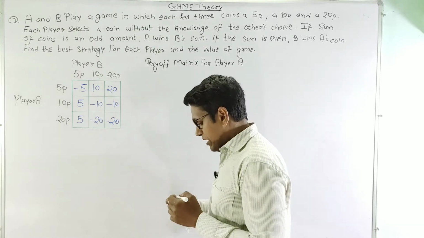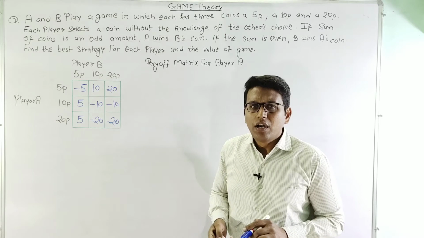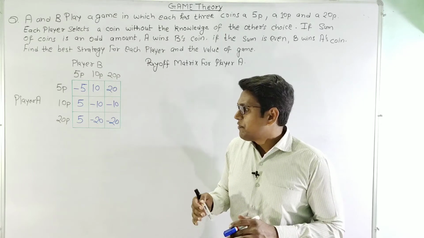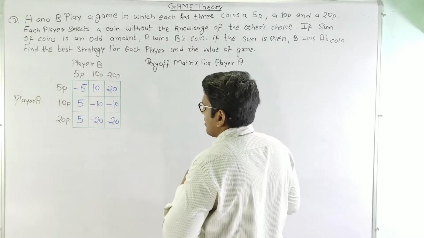So we have made the payoff matrix for player A, and now in any game theory problem we will first see if there is a saddle point or not. So let us quickly find the saddle point.